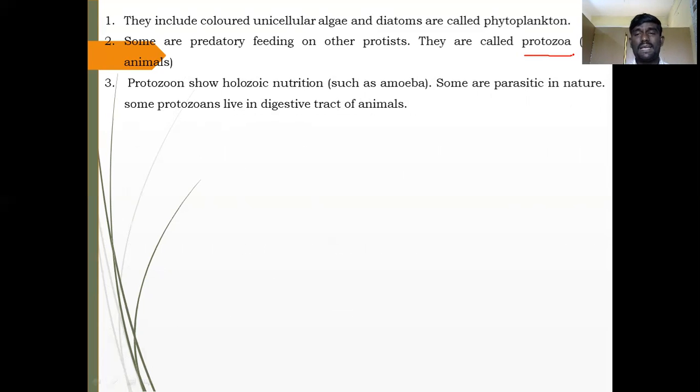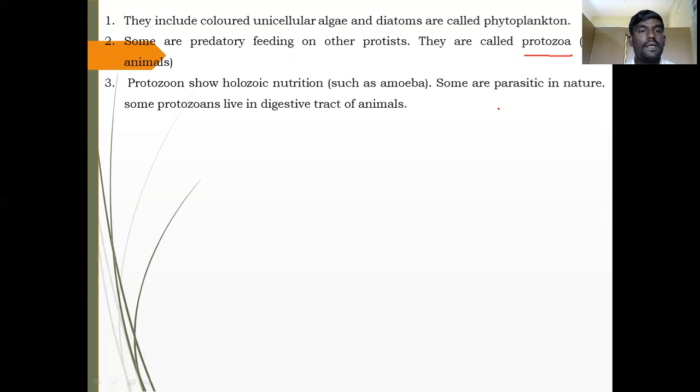Some are parasitic in nature. Some protozoans are living in the digestive tract of other living organisms because they are parasitic in nature. Parasitic in nature means they depend on other animals for shelter as well as food. So they choose the digestive tract of animals. Generally, these protozoans are found in freshwater bodies. So if any wild or domestic animal drinks this water, the water will be contaminated with protozoans. So protozoans come inside the digestive tract of the animals, and they continue their life inside the animal's digestive tract. So it acts as parasitic in nature.